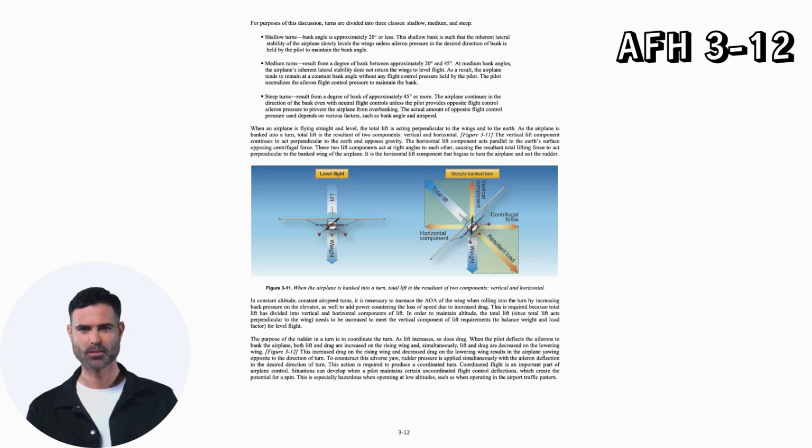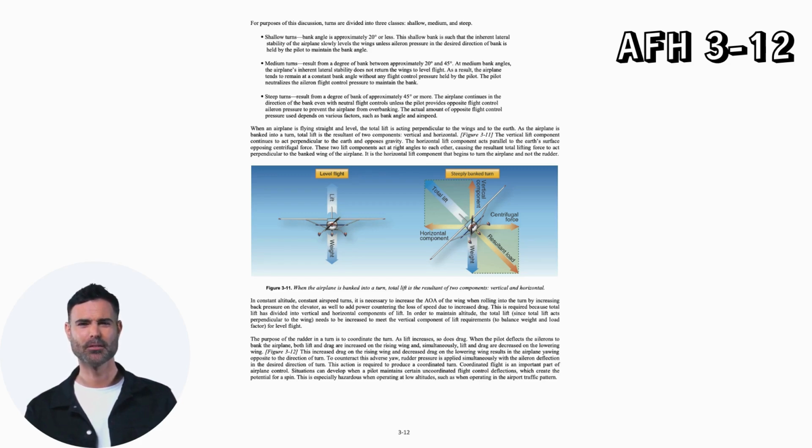In constant altitude, constant airspeed turns, it is necessary to increase the AOA of the wing when rolling into the turn by increasing back pressure on the elevator, as well as to add power, countering the loss of speed due to increased drag. This is required because total lift has divided into vertical and horizontal components of lift. In order to maintain altitude, the total lift, since total lift acts perpendicular to the wing, needs to be increased to meet the vertical component of lift requirements to balance weight and load factor for level flight. The purpose of the rudder in a turn is to coordinate the turn.